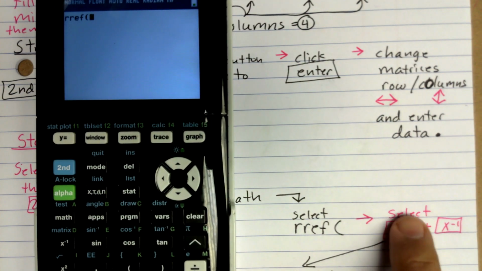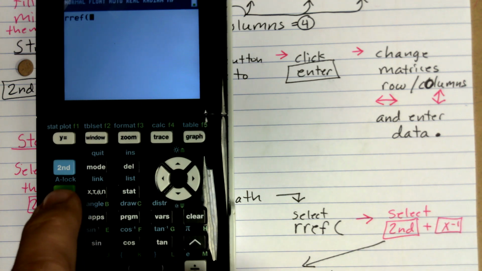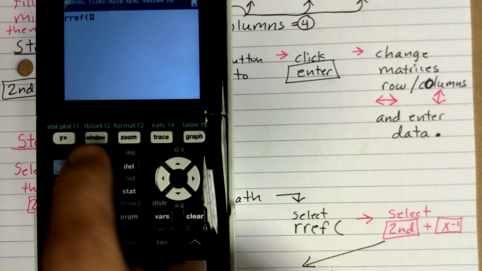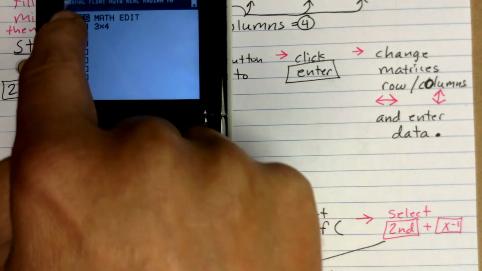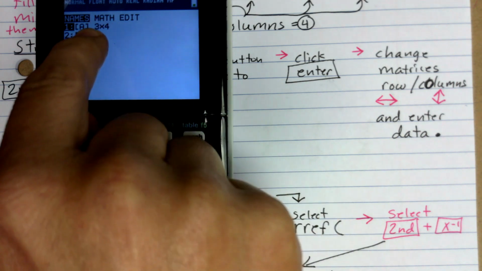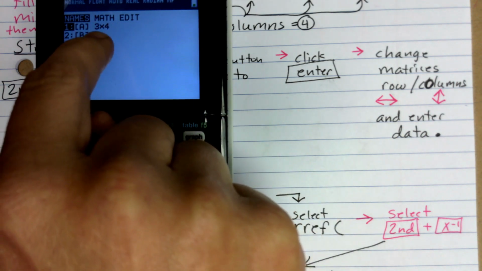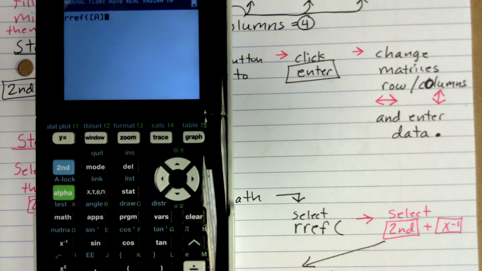So after that, notice here it says now select second and the matrix key, or the x to the -1 again. So I'm going to hit second and x to the power of -1. And notice it pulls up an option here of all these different matrices that we could have had filled out. Now I'm going to pick A because A is the one that we put the data in, and we changed it to 3 rows and 4 columns. So I'm going to hit enter.